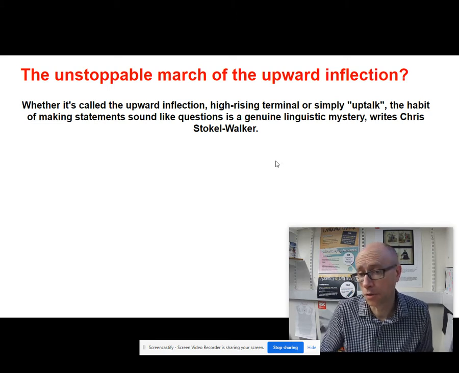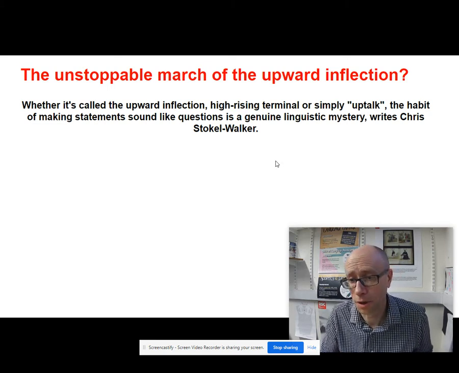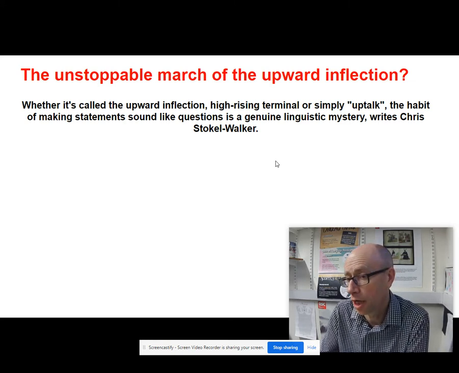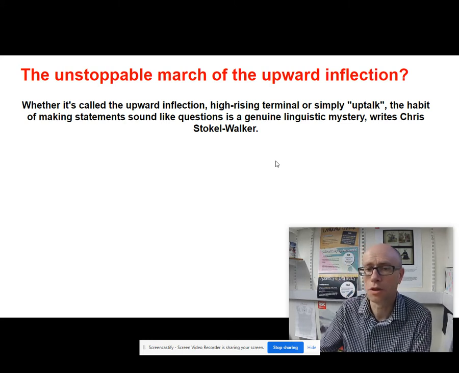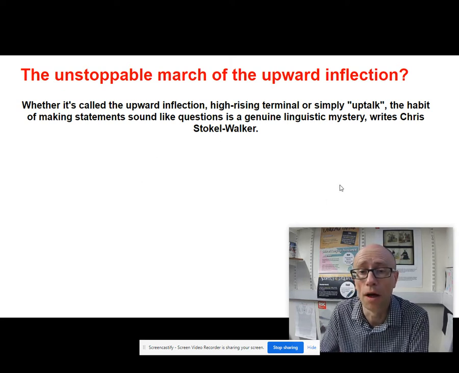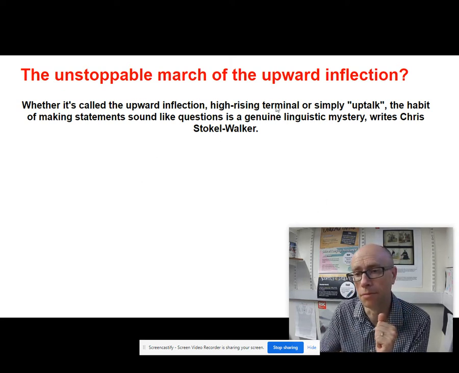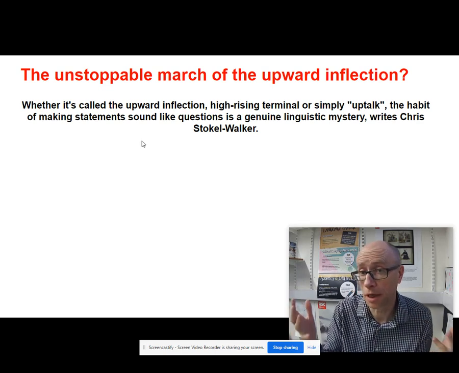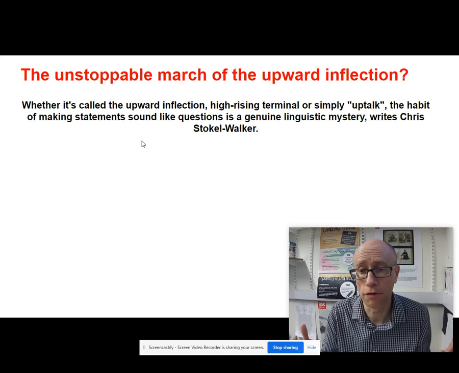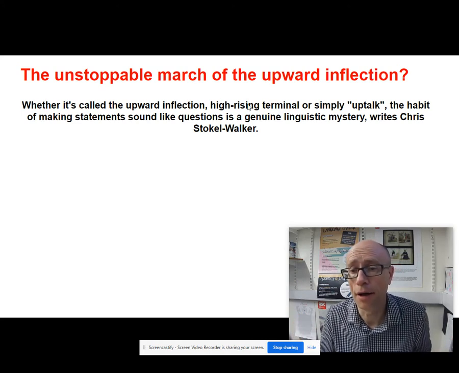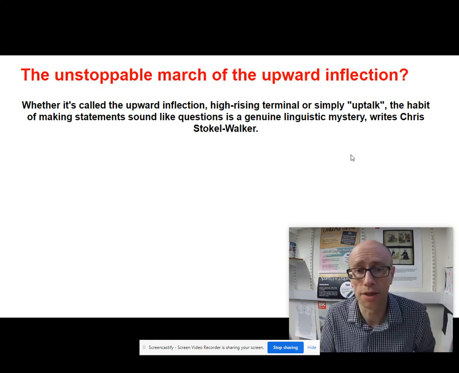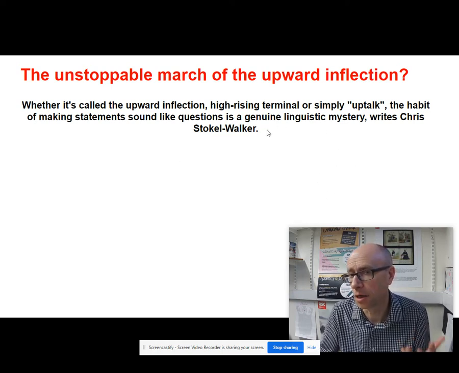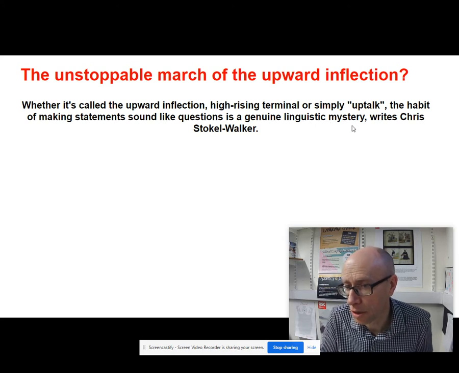Then you've got your byline: whether it's called the upward inflection, high rising terminal, or simply uptalk, the habit of making statements sound like questions is a genuine linguistic mystery, writes Chris Stokel-Walker. So it's a good byline because it's giving you synonyms for upward inflection. It's telling you, you might have heard of it being described in all sorts of different ways. And here are three noun phrases that basically describe the same phenomenon. And it's whetting our appetite because it's setting up a linguistic mystery.